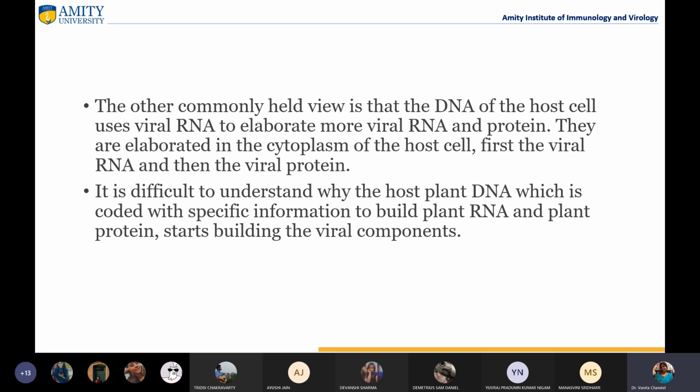The viral nucleic acid combines with or replaces part of the host cell's also. Thereafter, the host cell produces viral components at the expense of its own. The other commonly held view is that the DNA of the host cell uses viral RNA to elaborate more viral RNA and protein. So they are elaborated in the cytoplasm of the host cell, first the viral RNA and then the viral protein. It is difficult to understand why host plant DNA, which is coded with specific information to build plant RNA and plant protein, starts building the viral components also.